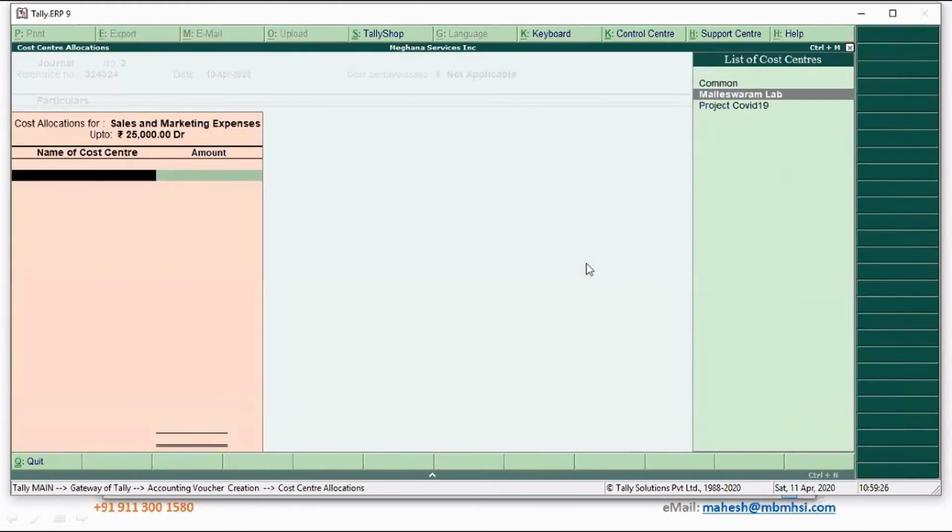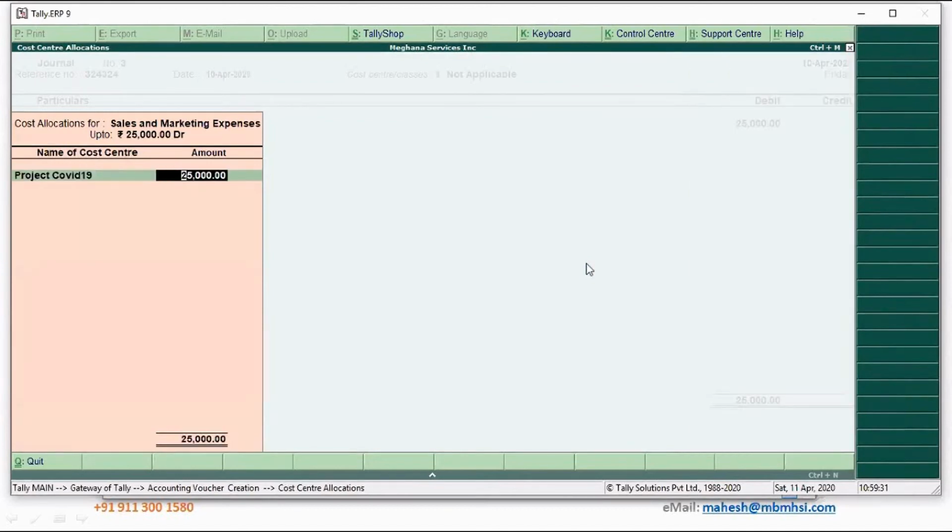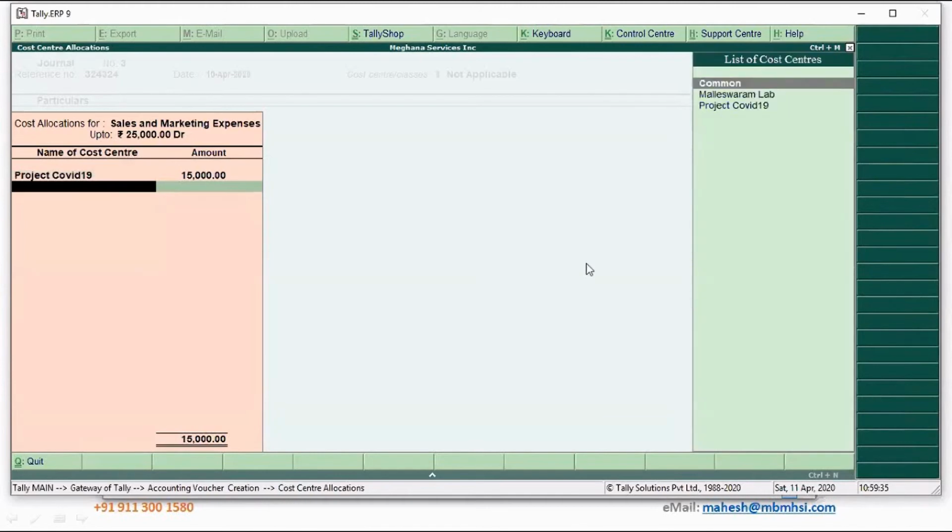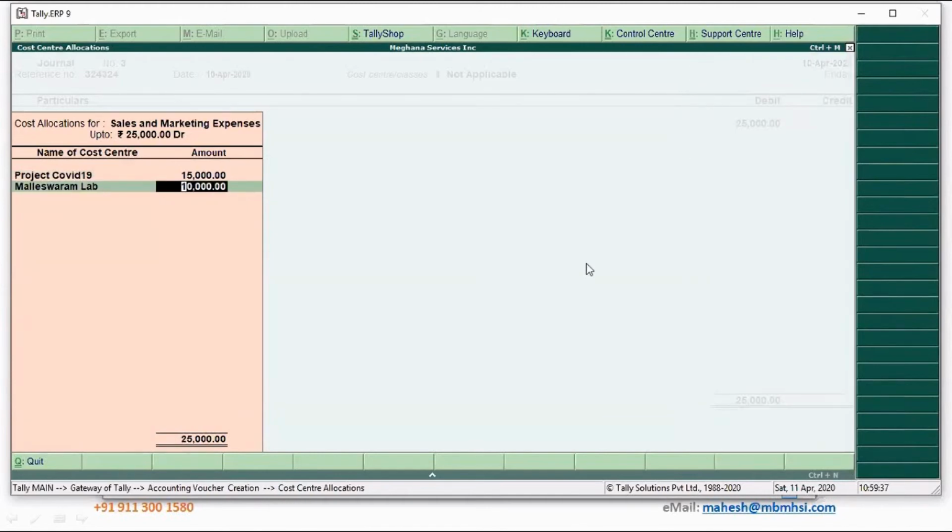Now I could go and specify manually. For example, I'm just saying for project COVID-19, it is 15,000. For Malleshwaram lab, it is 10,000. So effectively, if you look at 15,000 and 10,000, it is 3:2.